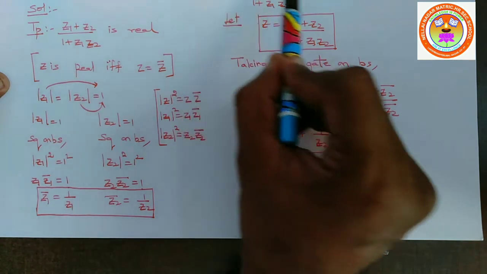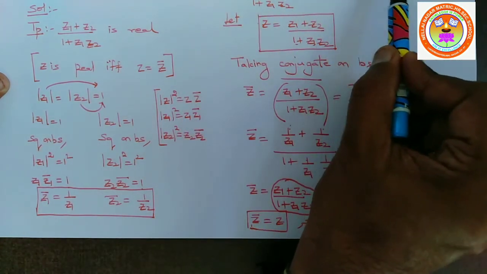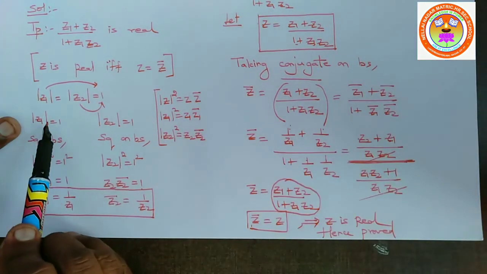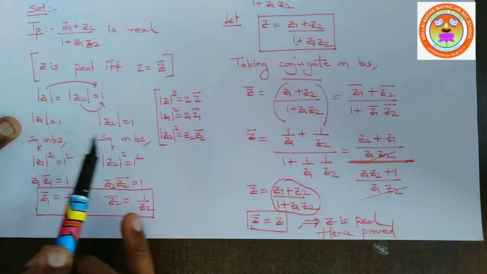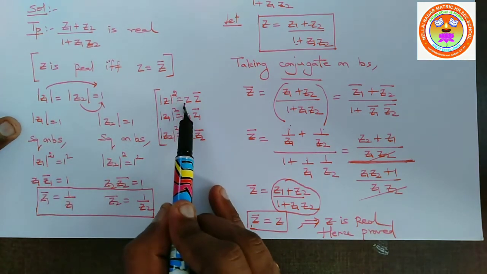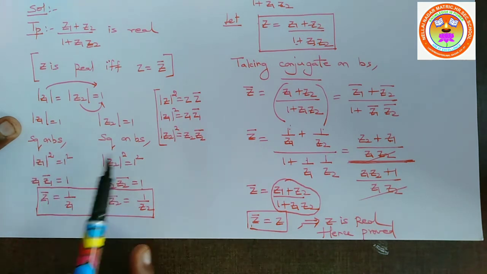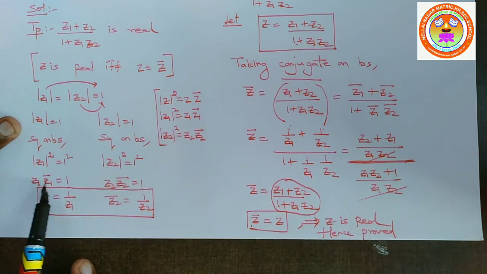They have given one condition: the modulus of z1 is equal to the modulus of z2 is equal to 1. I apply that: modulus equal to 1, squaring on both sides, because with squares only the formula comes for us. Squaring and squaring, modulus z1 squared equals z1 z1 bar equals 1. I need z1 bar to bring down z1.